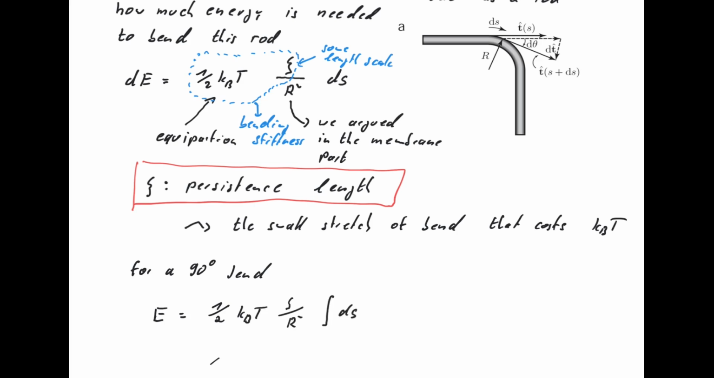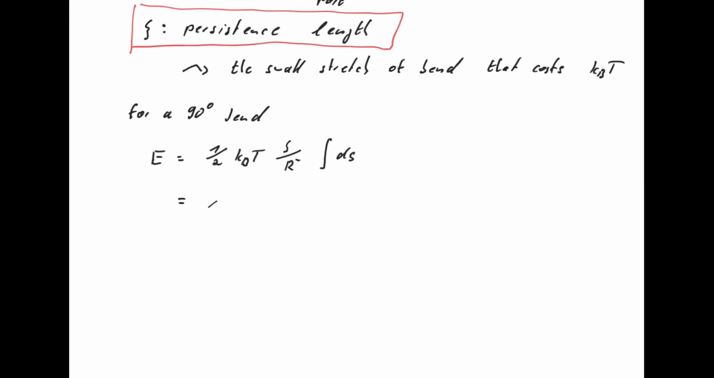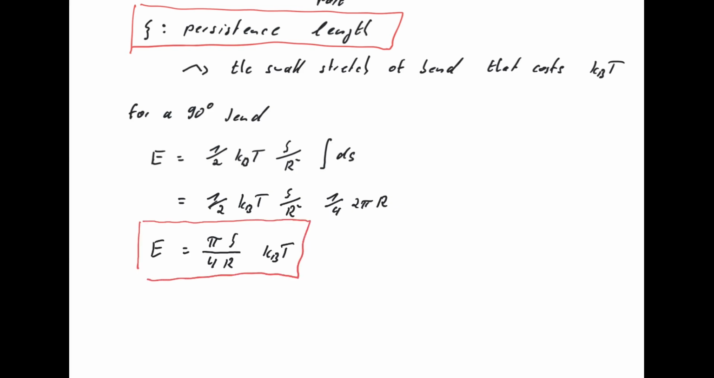For that we have to integrate the differential, and we obtain that the energy is equal to half kBT zeta divided by R squared, integrated over a quarter of a circle, which leads to the energy given by pi times zeta divided by 4R, times kBT. We see that the energy actually can be negligibly small for a radius of curvature much larger than the persistence length that we defined.